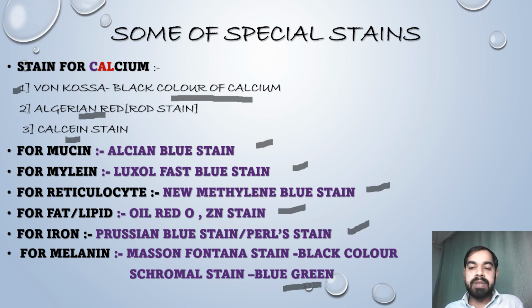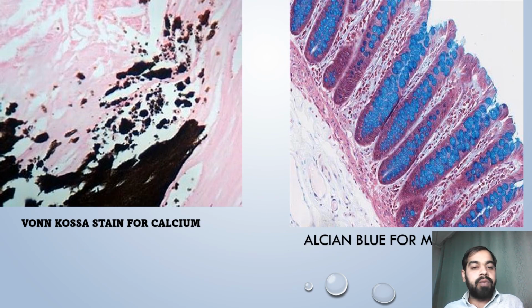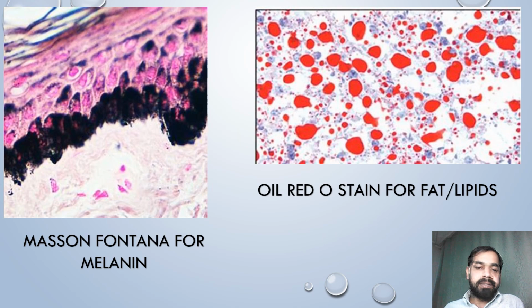And here you can also see in images von Kossa stain for calcium giving black color. Alcian blue stain giving blue color for mucin, and Masson-Fontana stain for melanin. Oil Red O stain for fat or lipid. Here you can see the red particles. And this stain is Oil Red O stain.